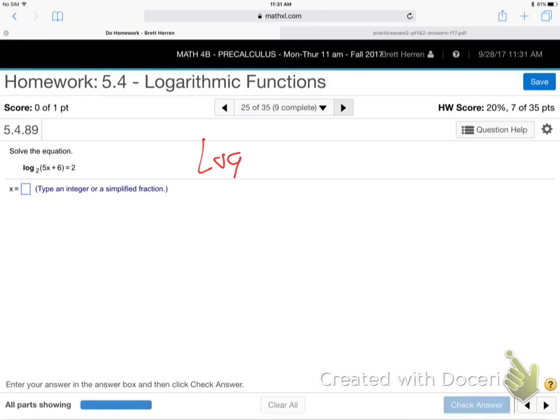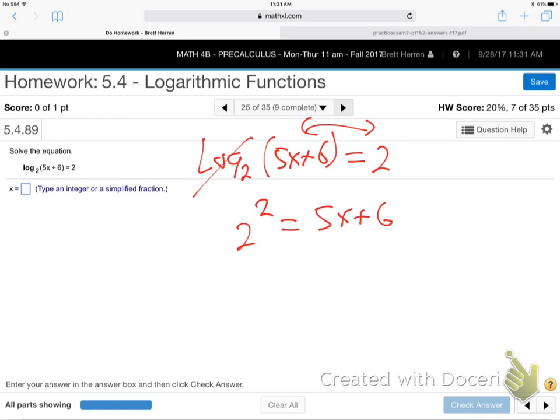Okay. So log base 2 of 5x plus 6 is 2. Same thing. Solve for x there. Cross off that log. Lose the log. Base stays base. Other two switch. Instead of 2 to the 5x plus 6 is 2 to the 2, and the 5x plus 6 goes the other side.